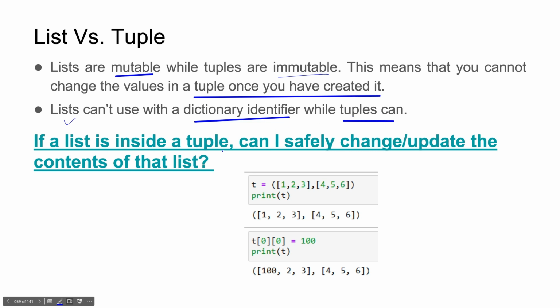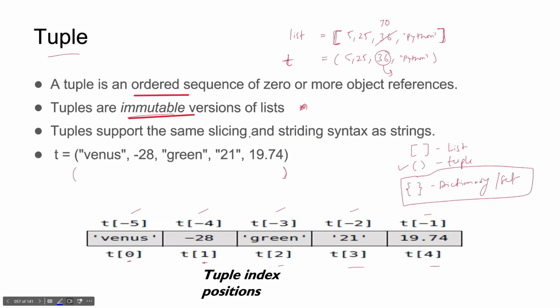Now if a list is inside a tuple, can I safely change or update the content of that list? Yes, you can. You can see this is one list, this is a second list. Now I updated this to 100, it is updated, right? So ultimately I need to see which item I am updating, whether an immutable item or a mutable item. If I am updating a mutable item, then I can change it. That is another good question, and this question is generally asked in an interview, right? So that is why we discussed this.